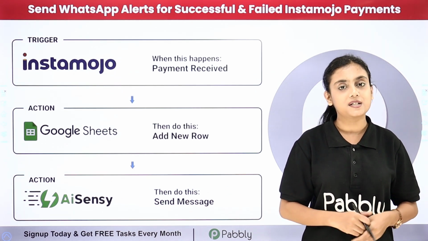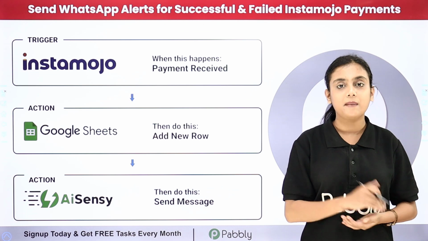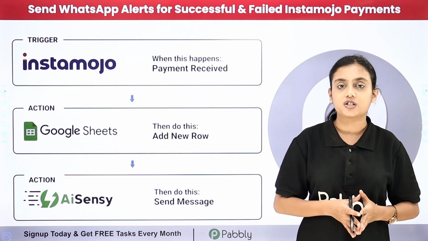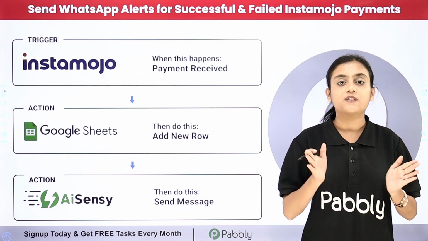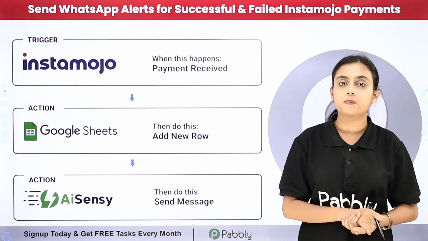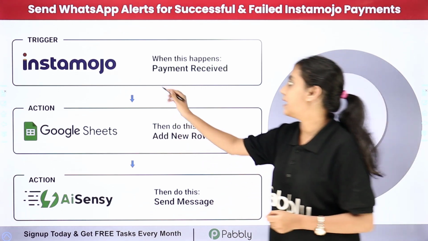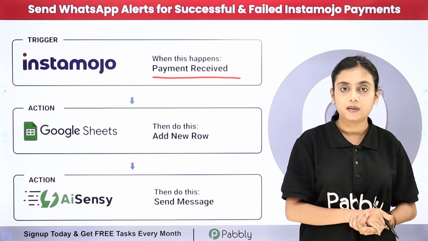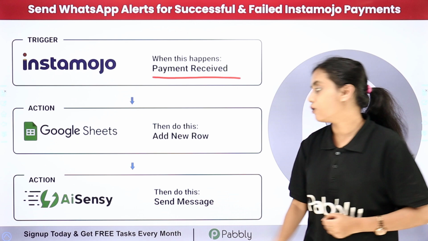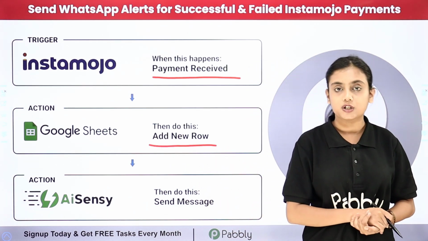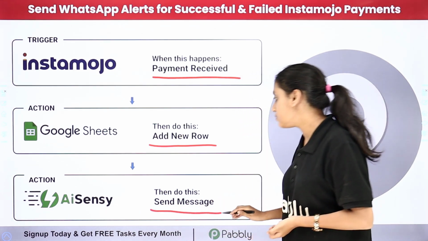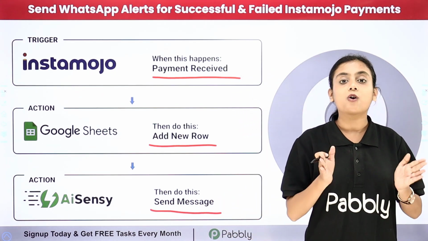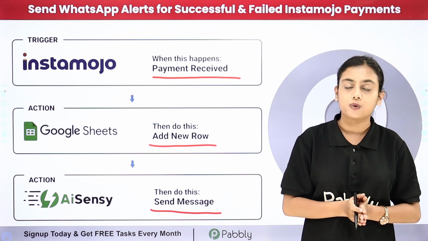So what I did was I simply created an automation using Pabbly Connect, which is an amazing automation and integration software. So in this automation, what we are going to learn is that whenever any of my students purchases a course and the payment is done with the help of Instamojo and we receive the payment, firstly the record of the payment is automatically created in my Google Sheets. And with that, a WhatsApp message is forwarded to my students using WhatsApp by AI Sensei according to the payment status being successful or failed.